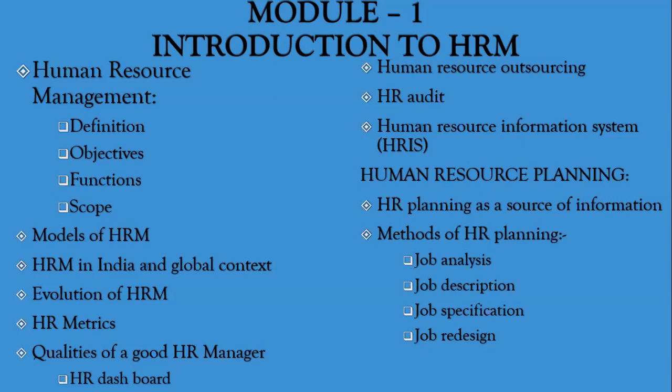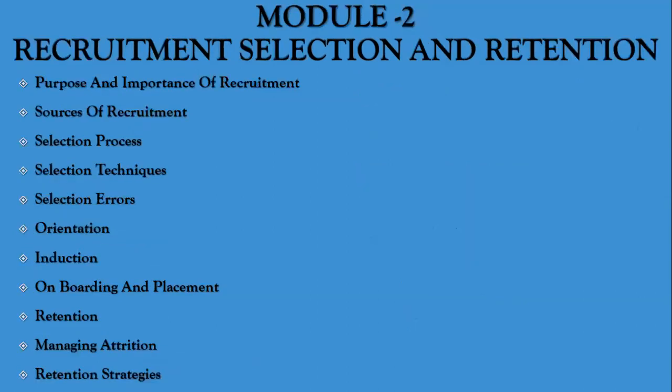And then methods of human resource planning, which basically includes job analysis, job description, job specification, and job redesign. All of these things will be explained in detail in the coming classes. Then we move on to the next module, that is module 2: recruitment, selection, and retention.